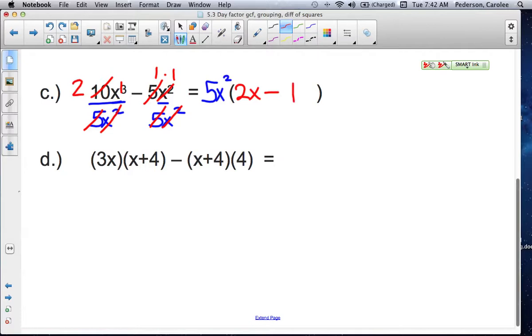Again, you can check these by distributing the 5x squared through. You don't need to do that, but if you want to, maybe just in your head. If you distributed the 5x squared through, you'll be back with your original 10x cubed minus 5x squared.